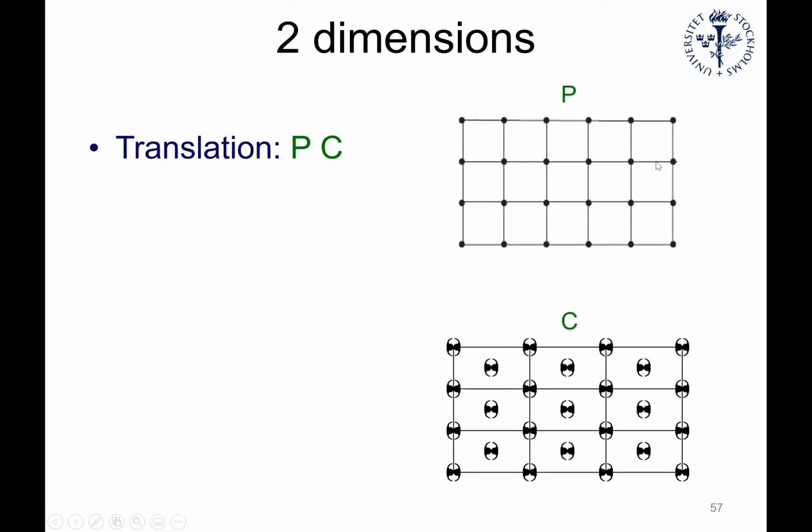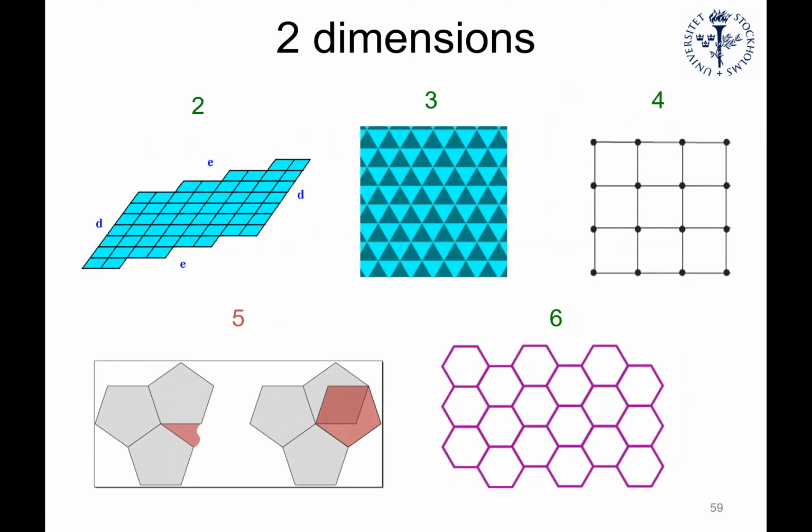So with translation, again, we talked about this last time, we can have primitive or centered lattices. With rotations, we can have twofold, threefold, fourfold, or sixfold. We don't have fivefold rotational symmetry if you have a periodic structure in 2 dimensions, because you can't fill 2-dimensional space only with regular pentagons, let's say. You'll end up with gaps. So you can't really have a pentagonal unit cell without leaving some gaps in the structure.